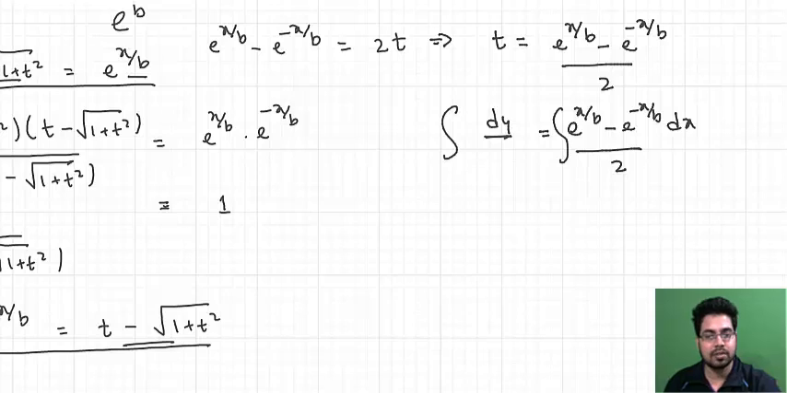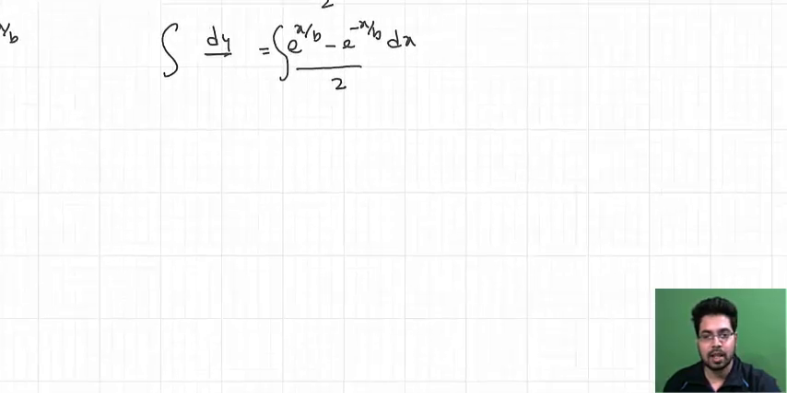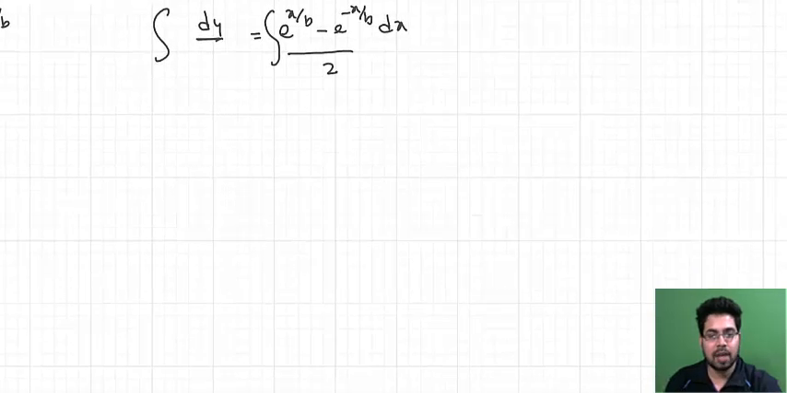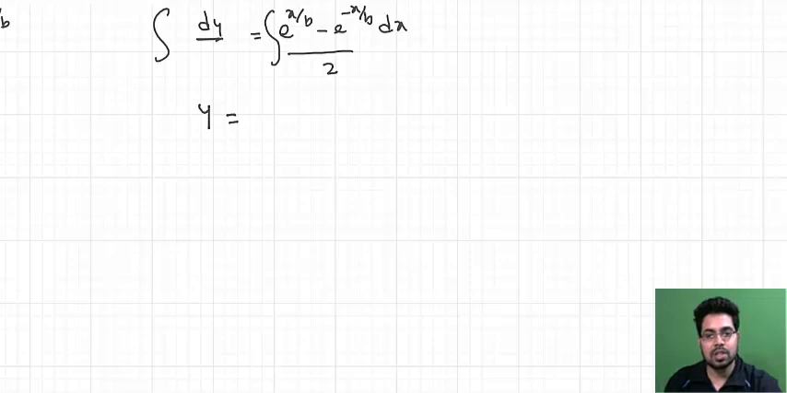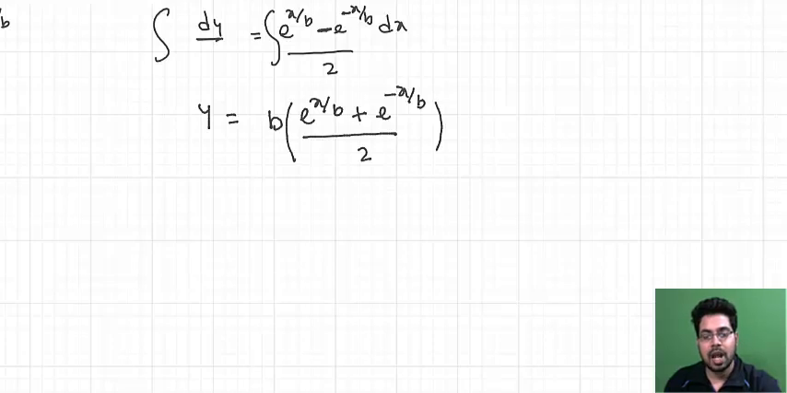If I integrate this, I am going to get y equals e to the power x by b plus e to the power minus x by b, divided by 2. Since the coefficient of x is 1 by b, we need to divide by 1 by b, so b will come over here. And some constant of integration, let's say some constant k.